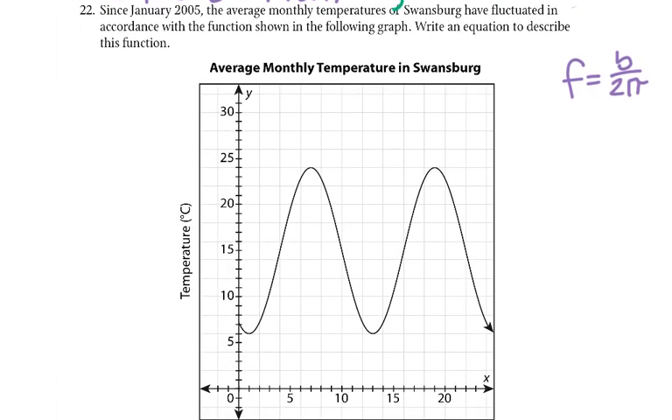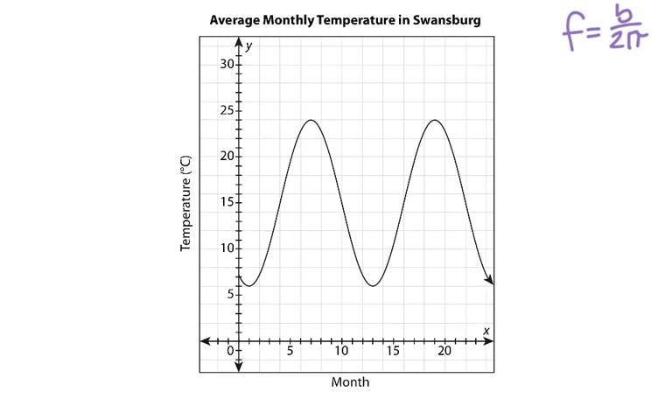Okay, 25, last problem here. Since January 2005, the average monthly temperatures of Swansburg have fluctuated in accordance with the function shown in the following graph. Write the equation. So again, what's our amplitude, our midline, and what is B?